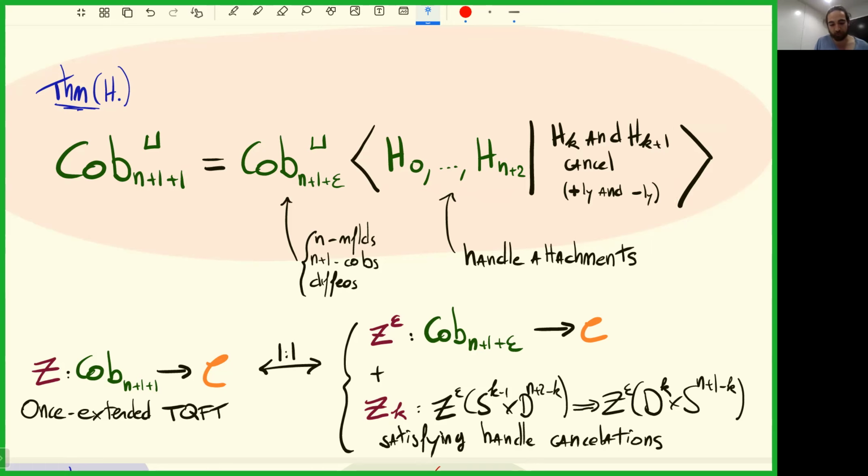Okay, so I have this great presentation of the cobordism bicategory. You may wonder what it means to present a 2-category with generators and relations.